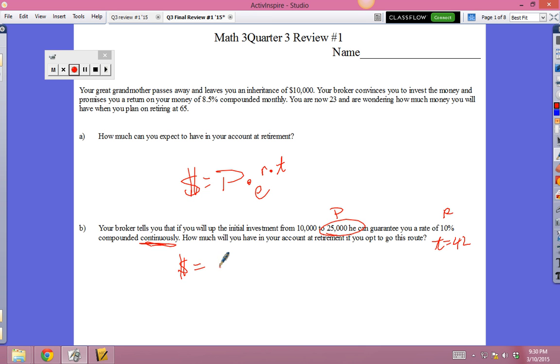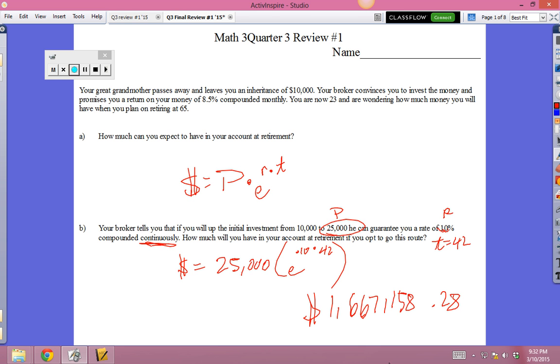So the money you're going to have is equal to 25,000 multiplied by, I guess there's no parentheses, times it by e raised to the 0.10. So you've got to move the decimal twice, times the time, and that's 42. So let me pause and calculate that. Okay, and this is going to spit out quite a bit more money. So this is going to give you $1,667,158 and 28 cents.